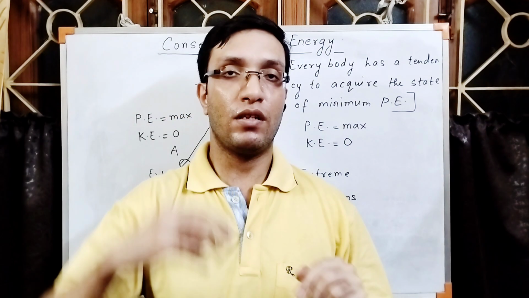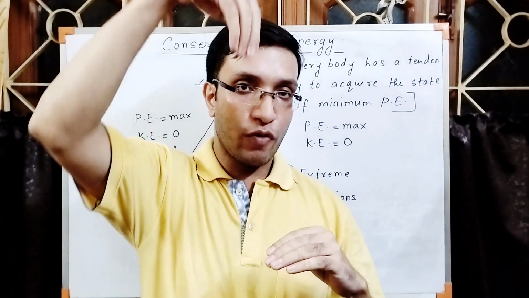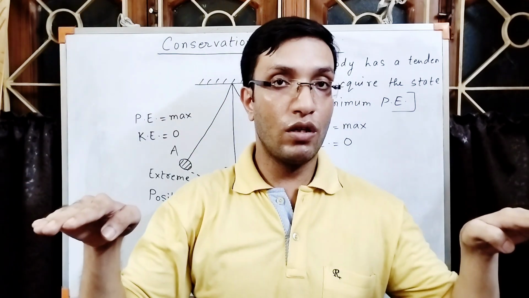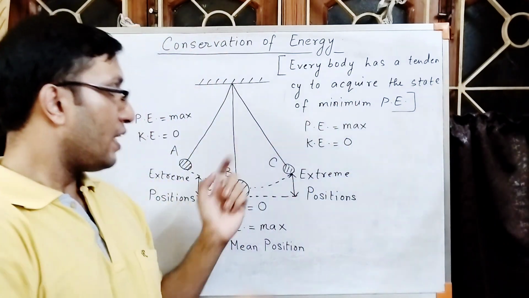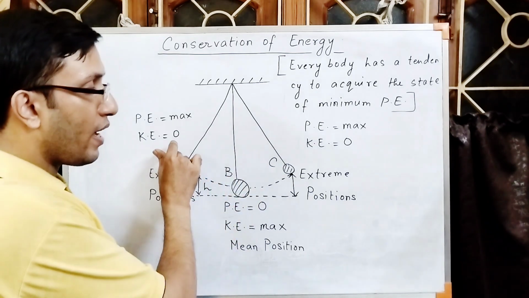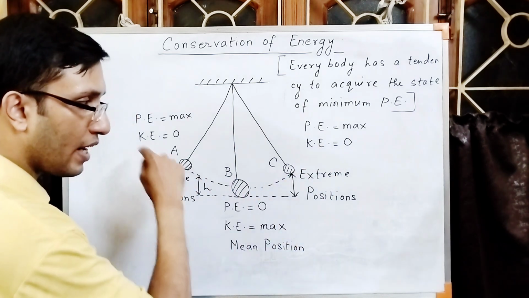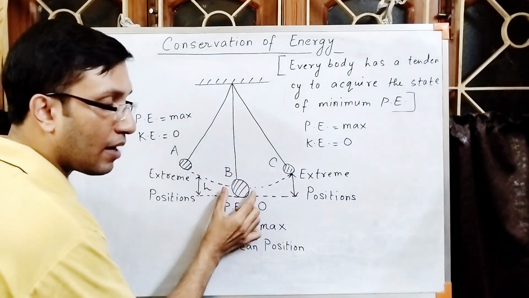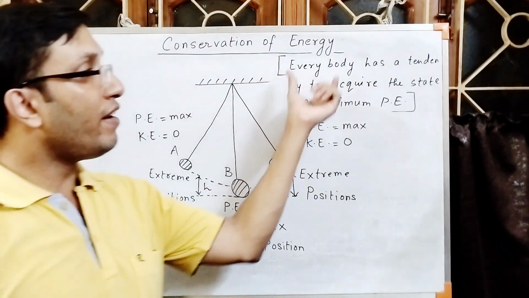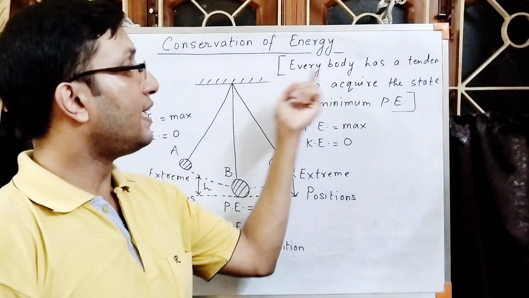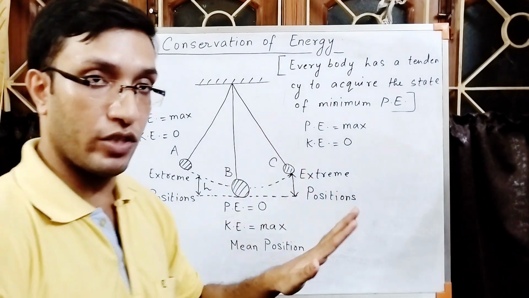Now see, I'm giving you two examples. If a body is kept on top and it is released from a certain height, then definitely it will come under the force of gravity and it will have a tendency to lie on the ground, and when it comes down to the ground, its gravitational potential energy becomes 0, right? Similarly, over here, if you take the bob either to this extreme A or this extreme C and you release it, slowly it will start oscillating, it will go like this, and finally it will come to a rest. Now see, at the mean position potential energy is 0, right? So everybody in this universe has a tendency to be in the state of minimum potential energy, right?